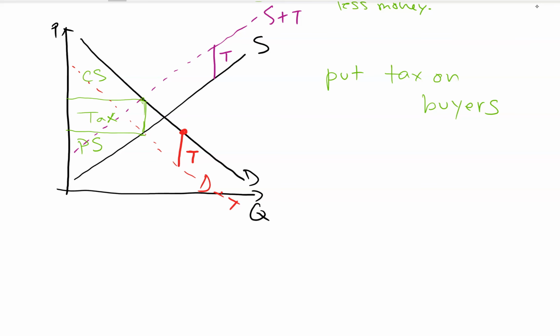Demand minus the tax. And notice something. These two end up being exactly the same. So here and here is exactly the same. So the price for the buyer and the price for the seller is the same. So actually it doesn't matter who you put the tax on. And the reason why it doesn't matter is because this distance from here to here is the same. So it doesn't matter whether you're shifting the supply up or you're shifting the demand down. This is still equal to T. Right, the tax wedge.